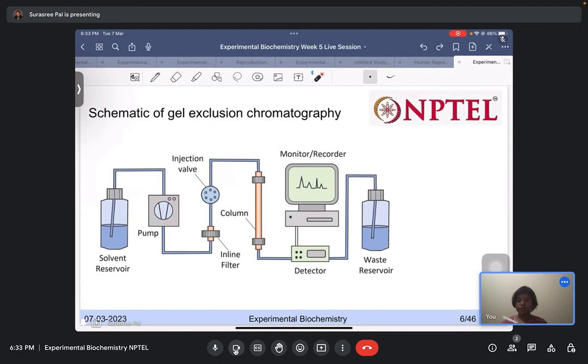But first, if we have to purify using gel filtration chromatography, we run water in the column. We first wash the column with water. At that time, in the solvent reservoir, we will keep water and run it through the column. Next, we will equilibrate the column with the elution buffer, the buffer in which your protein will be eluted.